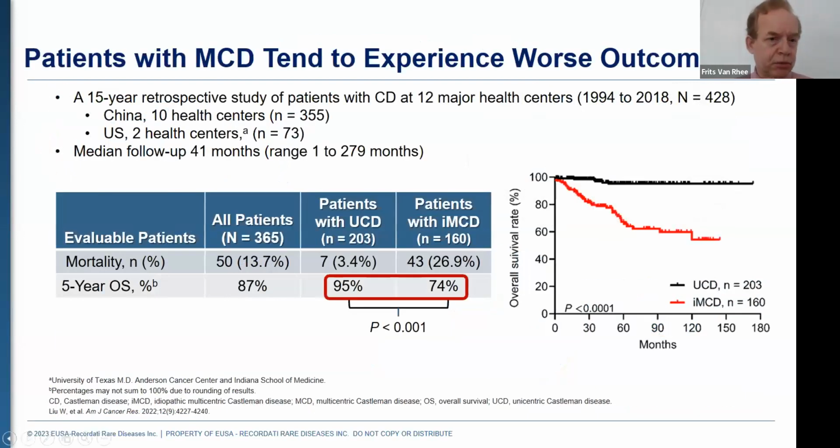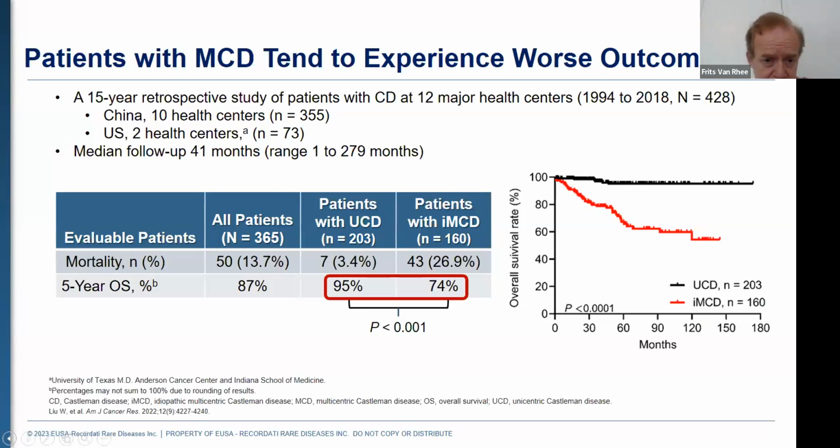This is a publication showing a 15-year retrospective study of patients with Castleman disease at a number of centers, both in the US and China, with a follow-up of 41 months. And you can see that the 5-year overall survival of patients with iMCD is in the order of 74%. So a significant number of patients actually can die of their disease. Most of these patients did not receive anti-IL-6 directed therapy.